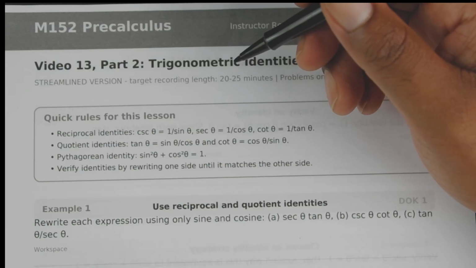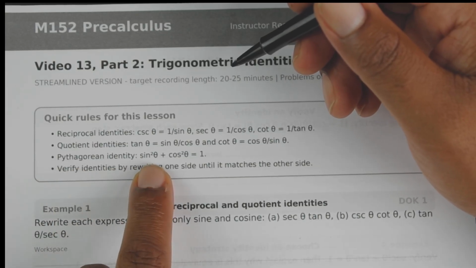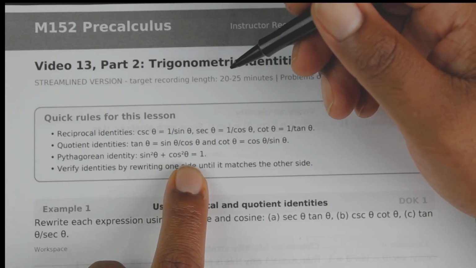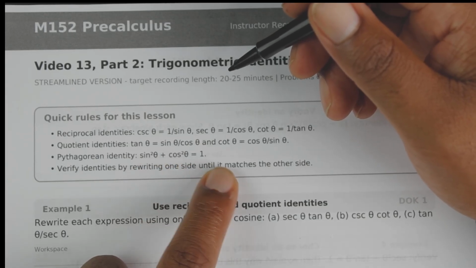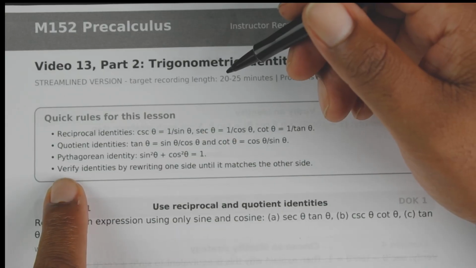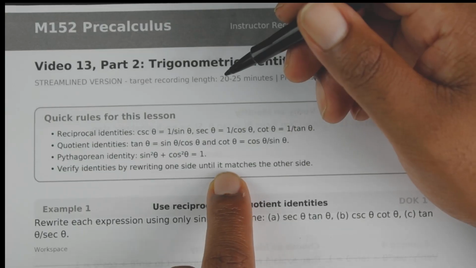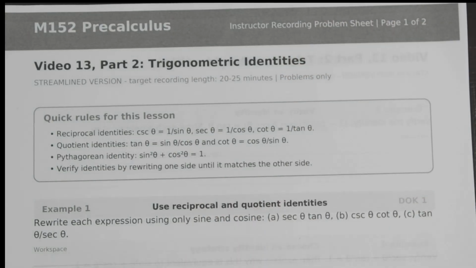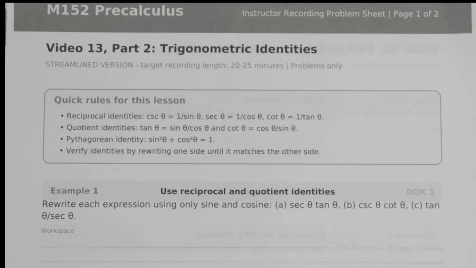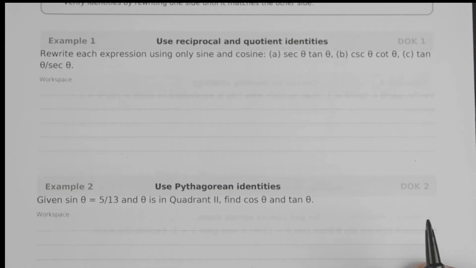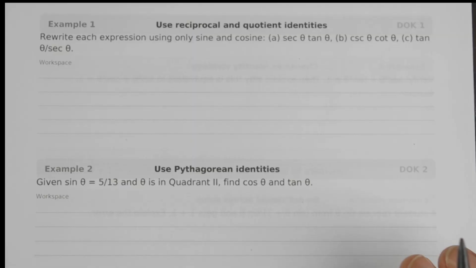The Pythagorean identity is sine squared theta plus cosine squared theta equals 1. And then we need to verify identities by rewriting one side until it matches the other side. That's the key idea. So again, when we verify or simplify identities, we need to rewrite everything in terms of sine and cosine as much as humanly possible. Let's begin by looking at example number 1.